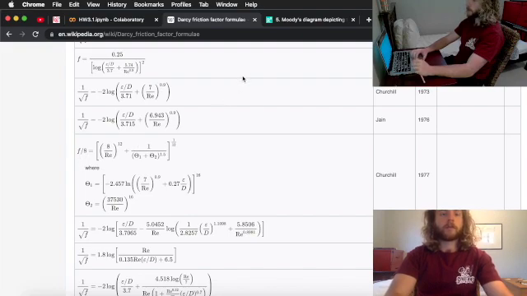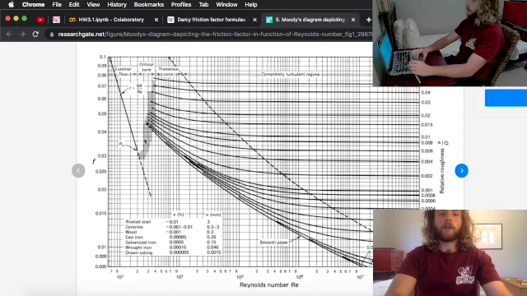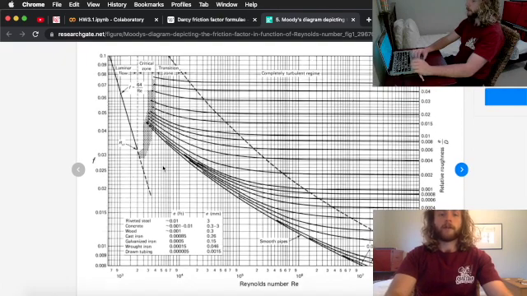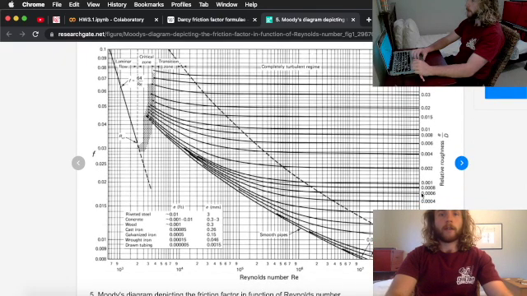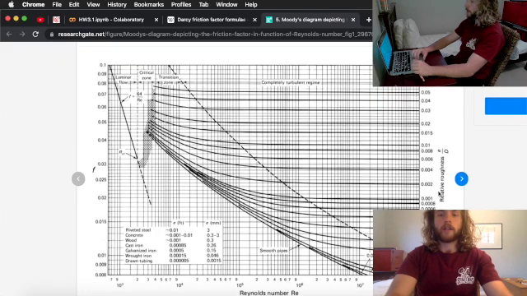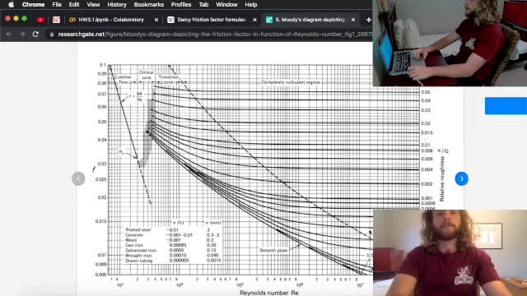And pretty much what we're going to be doing now is we're going to be copying these equations into a Python function, which we are going to use to solve for the friction factor based on a Reynolds number that we input into our function, and we are also going to input the roughness of the surface into our function, and that is going to give us our friction factor. So we'll go ahead and do that now.